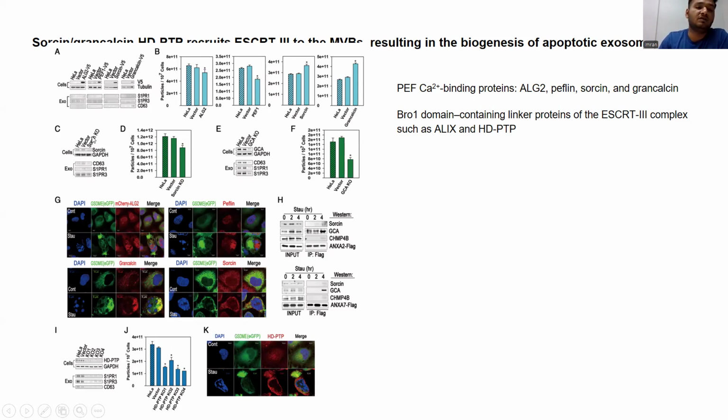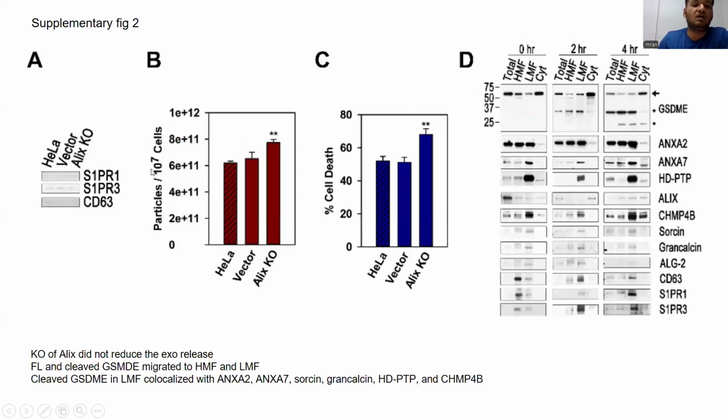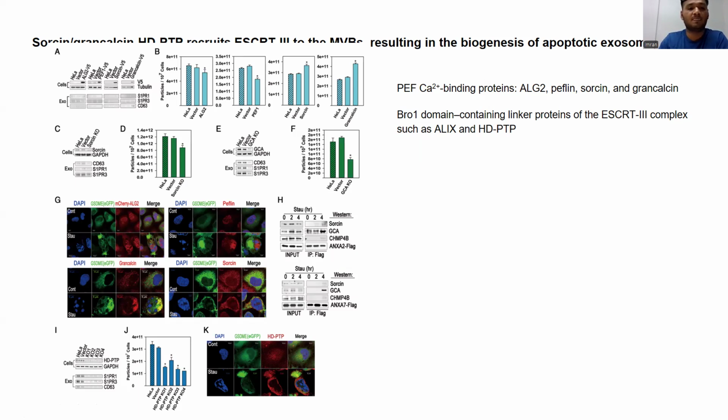Similar results were found when sorcin and grancalcin were knocked down from the cells. There was a steep decrease in the release of exosomes. The same was the case for HD-PTP knockout, but interestingly, in ALIX knockout there was no effect on the release of exosomes, showing its non-involvement. And in confocal microscopy, it is shown that Gasdermin E is co-localized with grancalcin and sorcin, but not with ALG2 and peflin, which is completely identical to the results found in the above experiments.